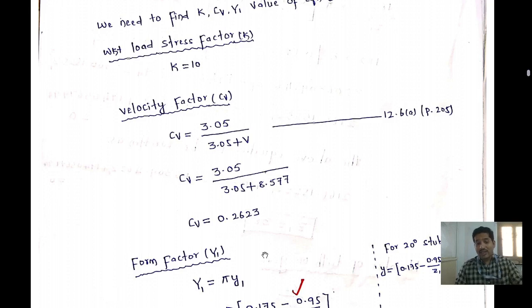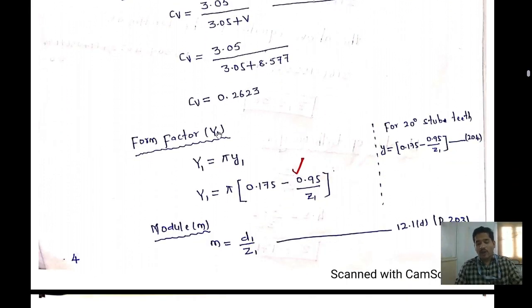Okay dear. After getting the value of the velocity factor, what do we need to find out? We need to find out the value of the form factor. To find the form factor we have the formula y1 equal to pi into y1, so pi as it is. The y1 we can take from the Lewis equation on page number 204: y is equal to 0.175 minus 0.95 by z1. So instead of y, you have to represent this value 0.175 minus 0.95 by z1.